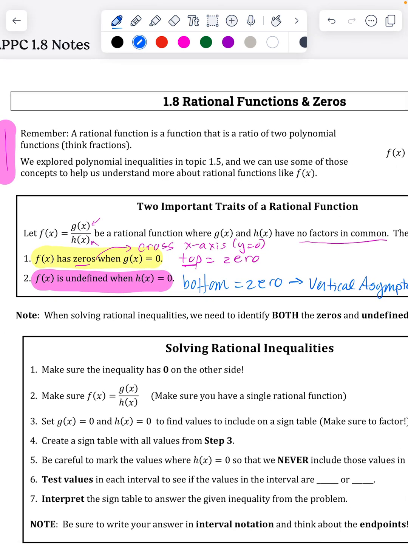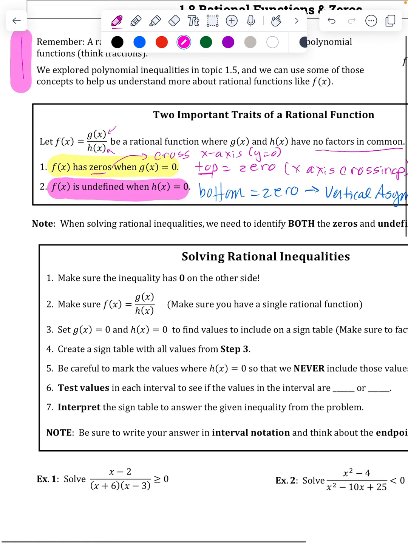So the top will tell us actual zeros. And again, remind yourself that that means x-axis crossings, because your y will be 0. And the bottom equaling 0 will locate vertical asymptotes for you. So then you have this whole box of what to do. And this is definitely a process that you need to know.